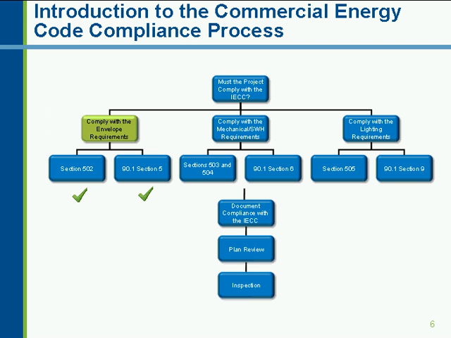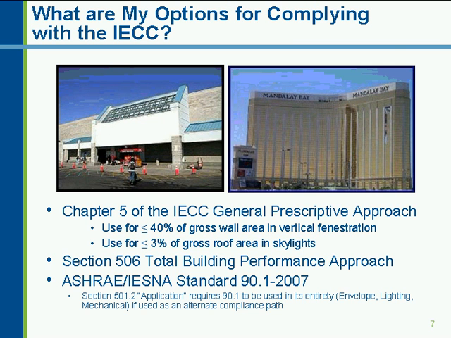Chapter 5 of the IECC focuses on a specific building stock. Essentially, for the building envelope requirements, it's a building with less than 40% of the gross wall area in vertical fenestration, and also less than 3% of the gross roof area in skylights. If you exceed 40% of the gross wall area, or 40% and above, then you have to either use ASHRAE 90.1-2007 for the entire building, or you also have the option of using Section 506, which is the total building performance approach located in Chapter 5 of the Code.